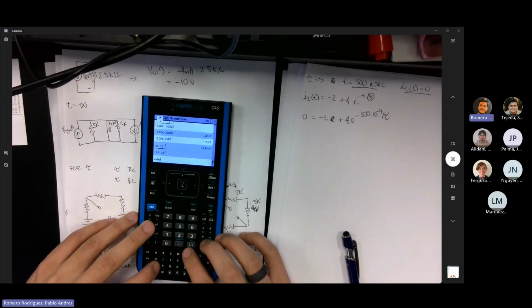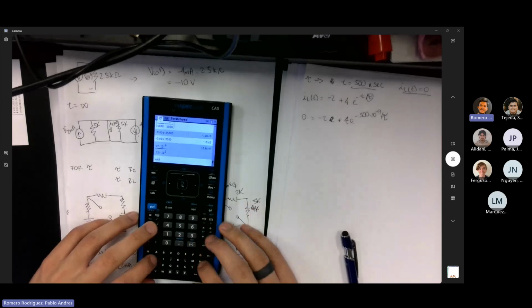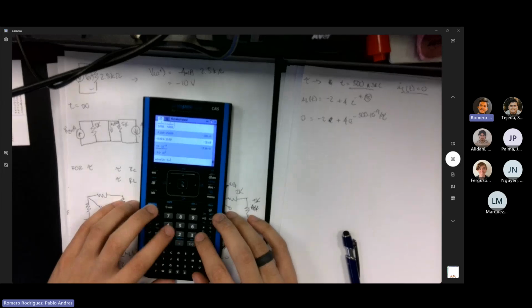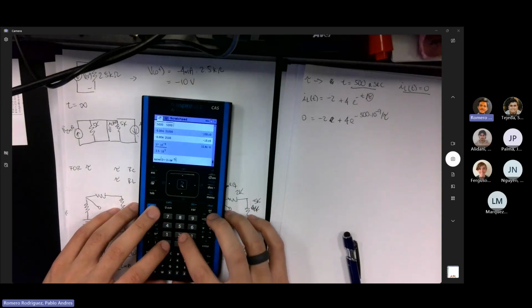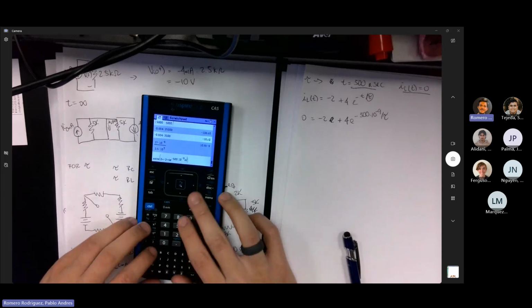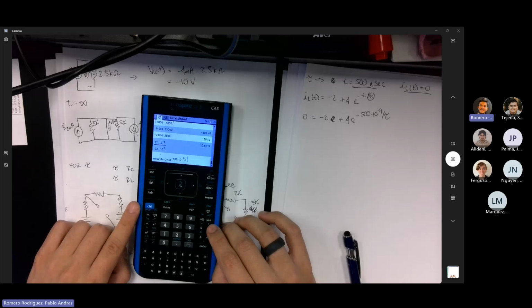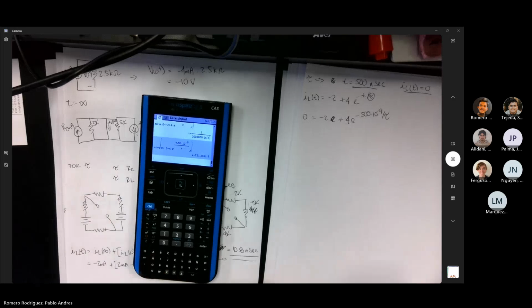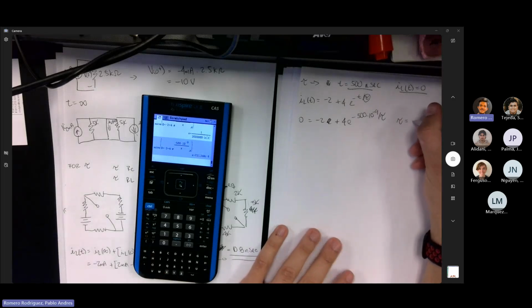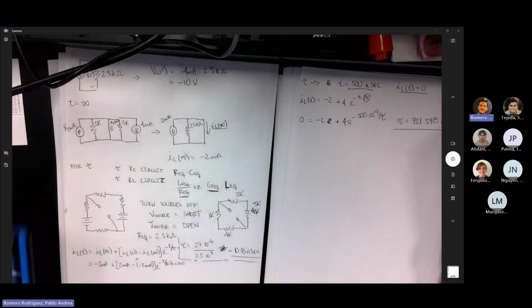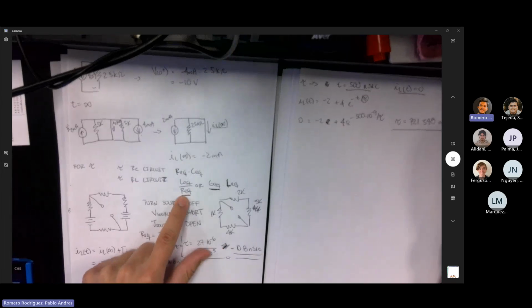First of all, we'll do solve. 0 is equal to -2 plus 4 times e to the -500 times 10 to the -9 over x. And let's solve for x. Should give me an x. Yep. Gives you a tau of 721.348 nanoseconds.